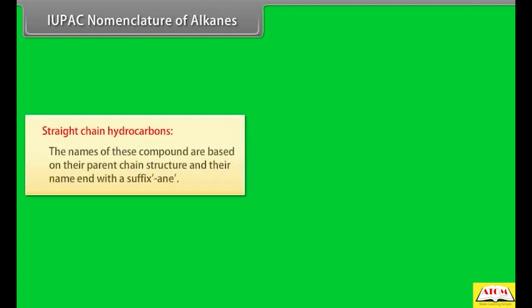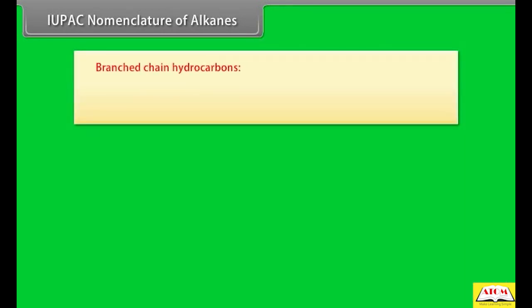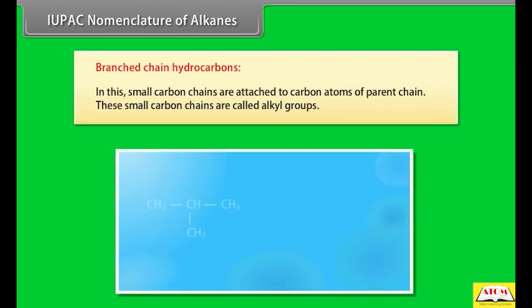IUPAC nomenclature of alkanes. Straight-chain hydrocarbons. The names of these compounds are based on their parent chain structure and their name ends with a suffix ANE. Branched-chain hydrocarbons. In this, small carbon chains are attached to carbon atoms of parent chain. These small carbon chains are called alkyl groups.